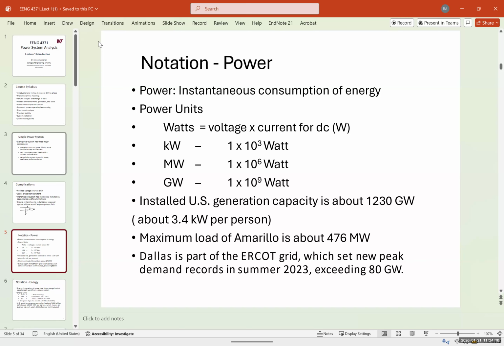The installed US generation capacity, in 2025 by the way: in 2024 it was 1,160, and 2025 is 1,230 gigawatts, or about 3.4 kilowatts per person. The maximum load of Amarillo, from Open Data, Xcel Energy, is about 476 megawatts. This is the latest that I could find. And Dallas is a part of the ERCOT grid, which set new peak demand records in summer of 23, exceeding 80 gigawatts.